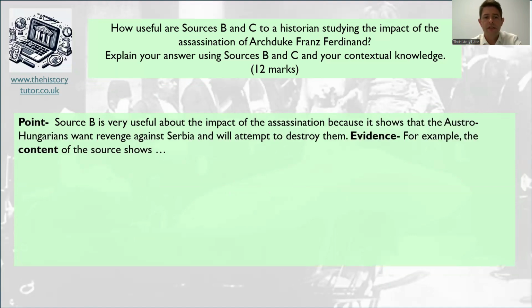All right. So firstly, I'll start you off with source B. So source B is very useful about the impact of assassination because it shows that the Austro-Hungarians want revenge against Serbia and will attempt to destroy them. Okay, so what evidence or message do you see from the content and source to back that up? So you can start with that sentence if you like, or you can slightly change it using your revision guide and start to fill in the answer and add some evidence from the source.